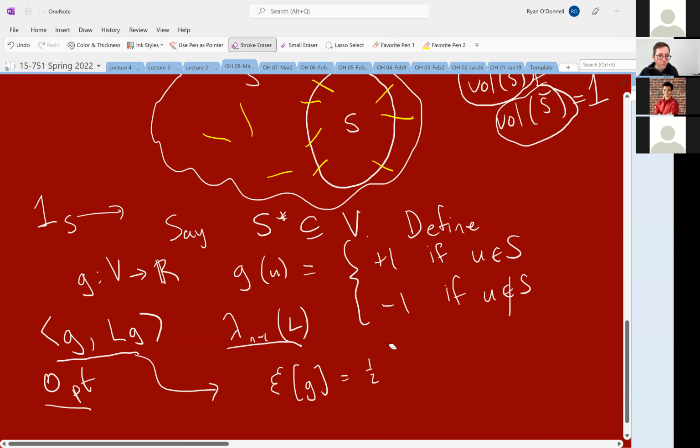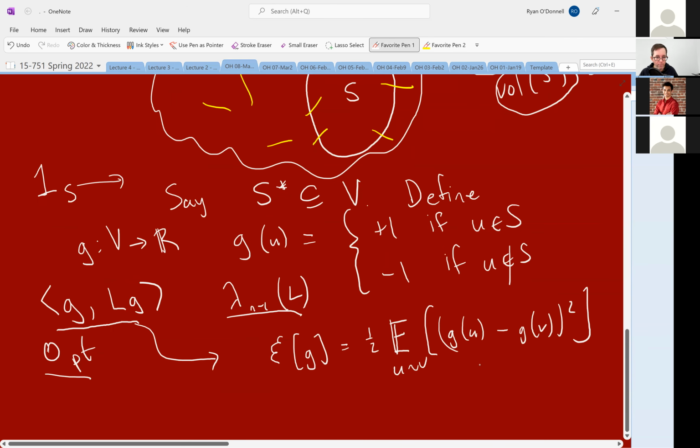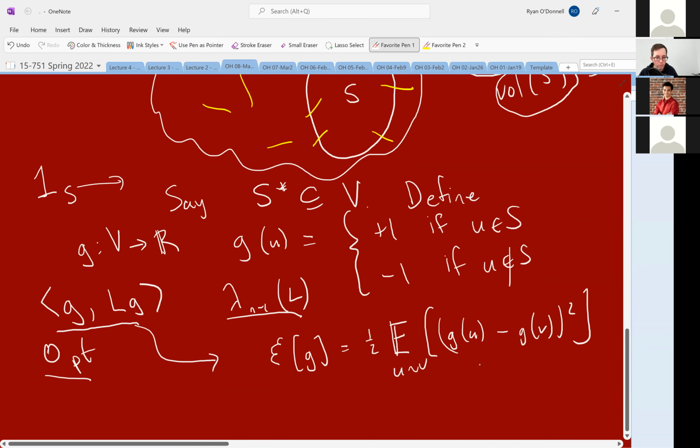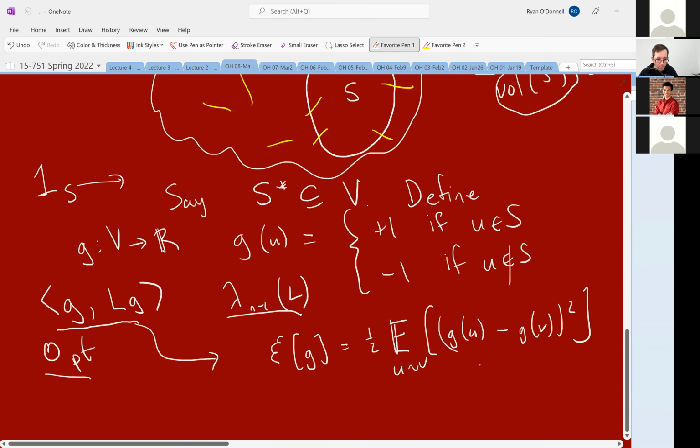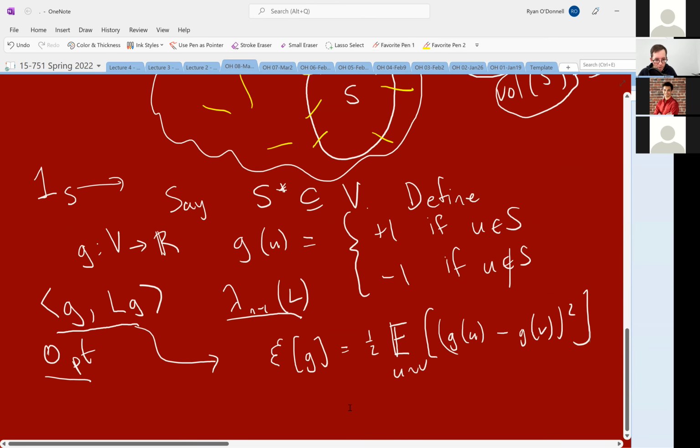Okay, let's calculate that. So this thing is this quadratic form, this expectation: pick a random edge, (g(u) - g(v)) squared. I can't make it scroll down anymore. That's weird. Okay, so what is this quantity equal to?